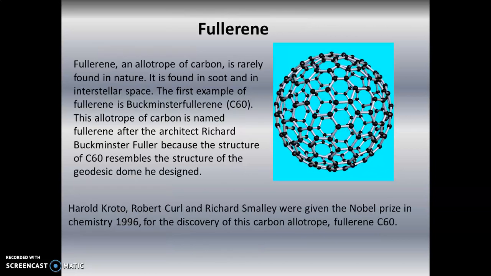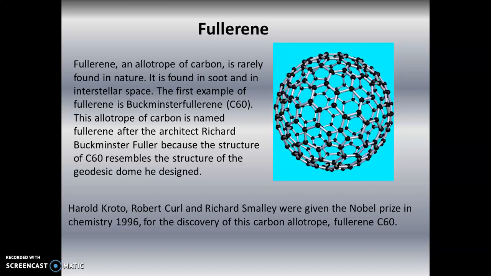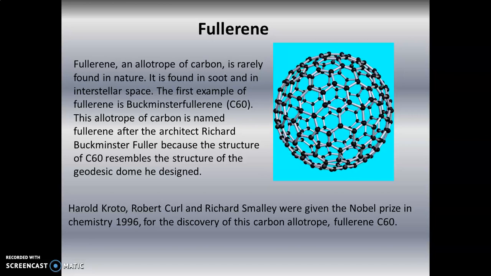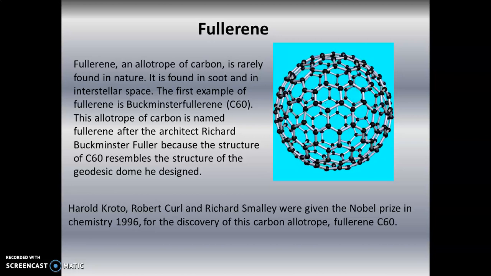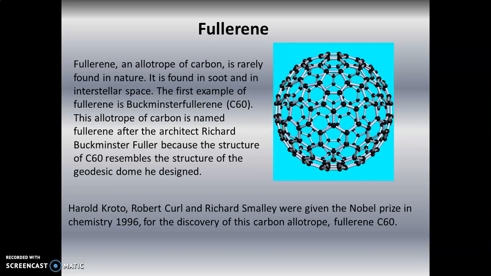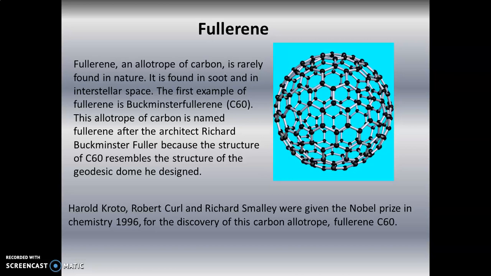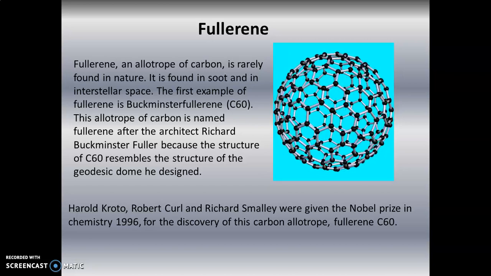Now moving to the next crystalline form of carbon, that is fullerene, which is an allotrope of carbon and is rarely found in nature. So we don't see it very often. It is found in soot and in interstellar space. The first example of fullerene is Buckminsterfullerene, C60.